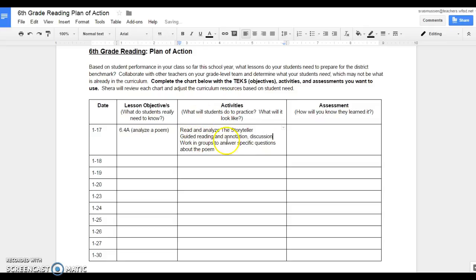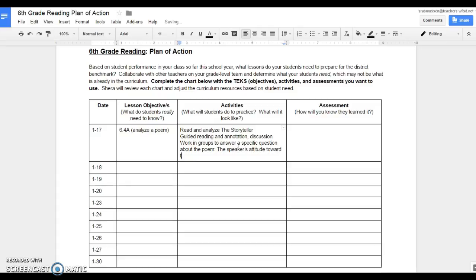And then I'm going to have them work in groups to answer a specific question about the poem. So I think I'm going to change that to just one question, answer a specific question, because I've already got one ready. How about that? So I'm going to give them a sentence stem: the speaker's attitude toward the tree can be described as blank.